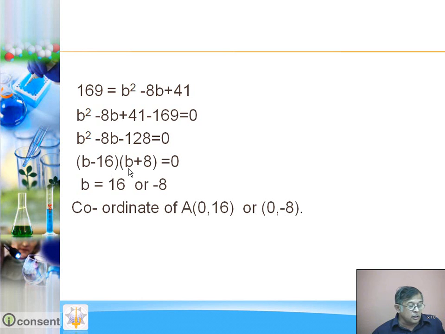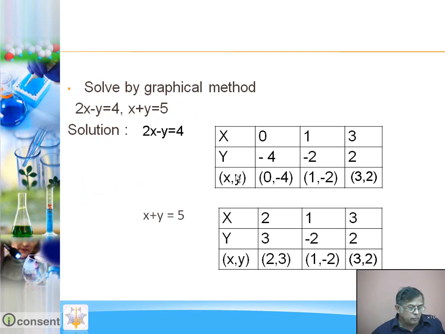So factors are (b minus 16) and (b plus 8) equal to 0. As the product of the two is 0, b minus 16 equal to 0 and b plus 8 is equal to 0. Therefore b is equal to 16 or -8, and therefore the coordinates of A are (0, 16) or (0, -8).